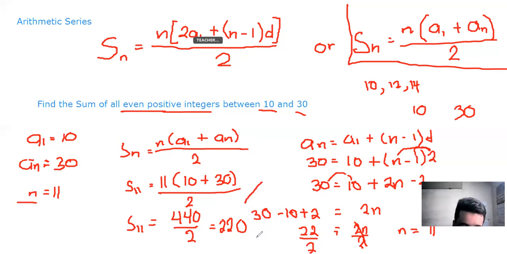Na-confuse lang siguro ako. Malalaki na nga pala kasi we have 10 plus 12 plus 14 plus 16. Diba? So, 220 nga. Kahit computin nyo sa calculator, hanggang umabot kayo hanggang sa 30, 220 ang magiging sagot natin. So, that will be our answer, tama? 220. So, the sum of all even positive integers between 10 and 30 is 220.